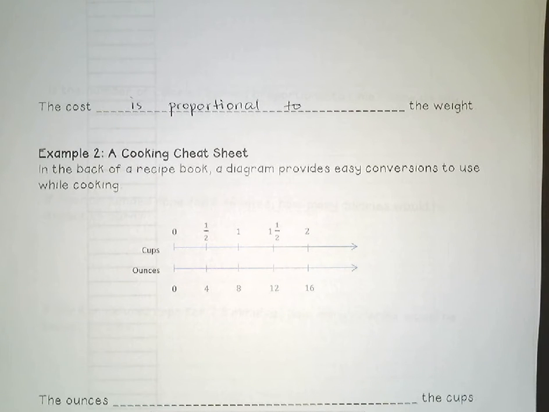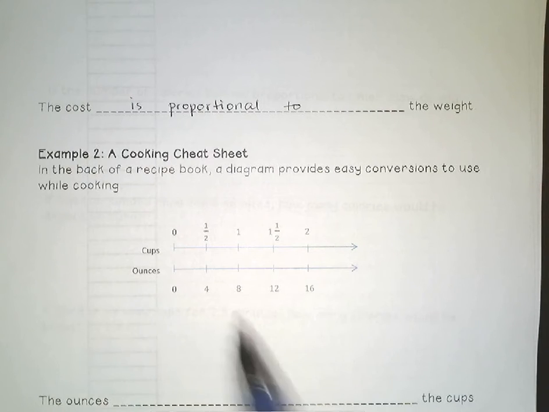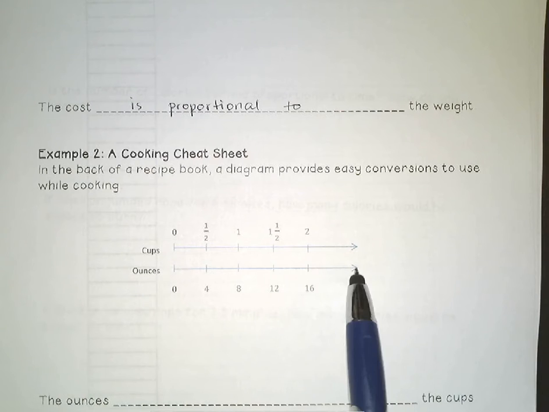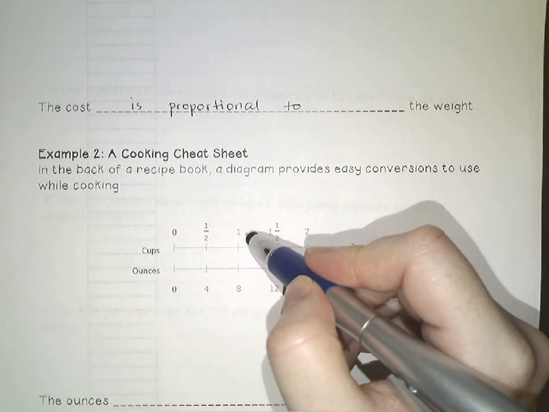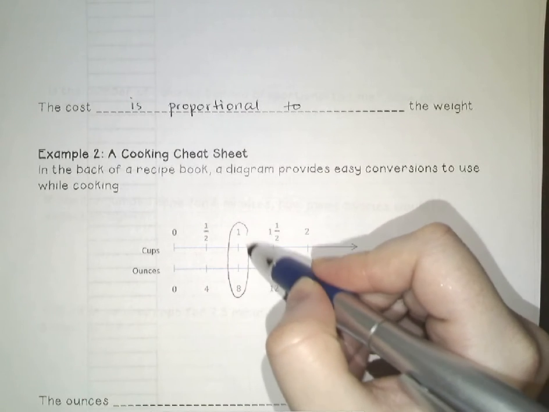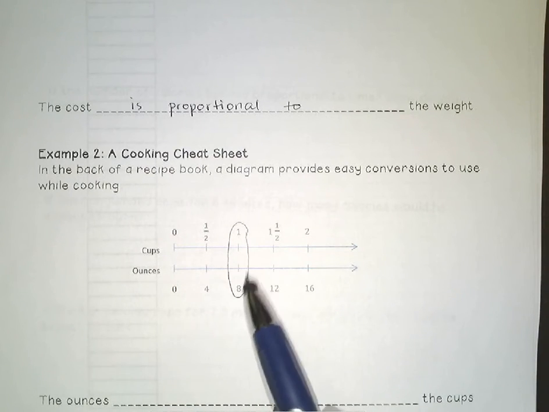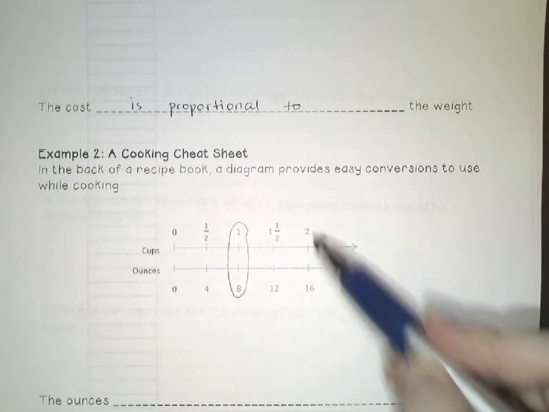So in the back of a recipe book, a diagram provides easy conversions to use while cooking. Here we have different conversions to use while cooking. So here we have cups and ounces. These are the number of cups. Here is the number of ounces. The one that you probably know is that there are 8 ounces in 1 cup. And we need to see whether or not all of these are exactly the same. So here I see that 1 cup is 8 ounces, 2 cups is 16 ounces.